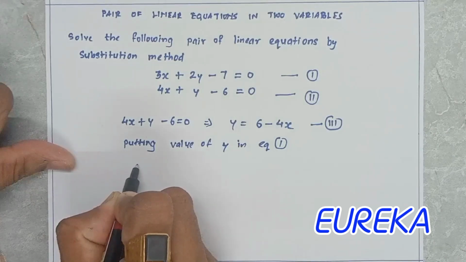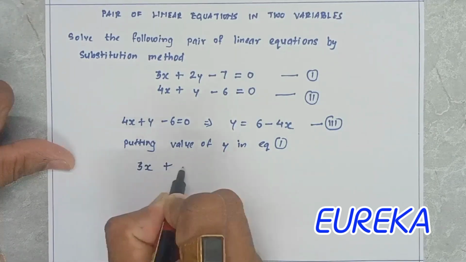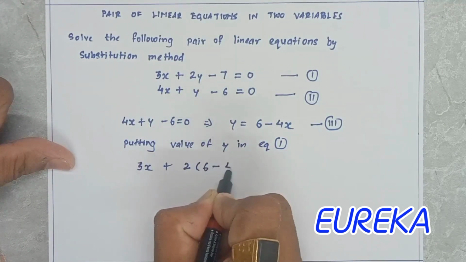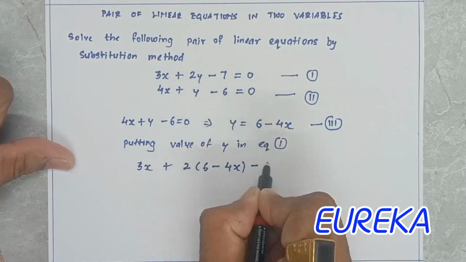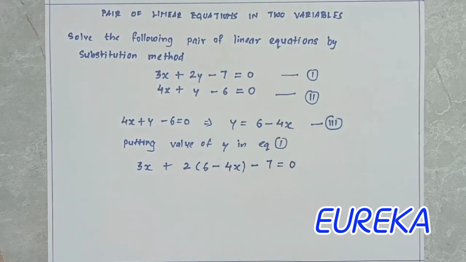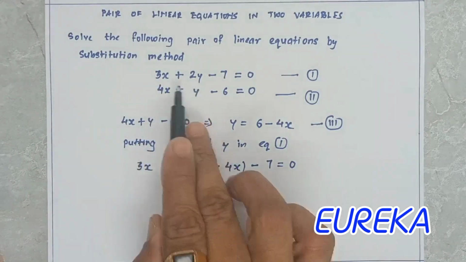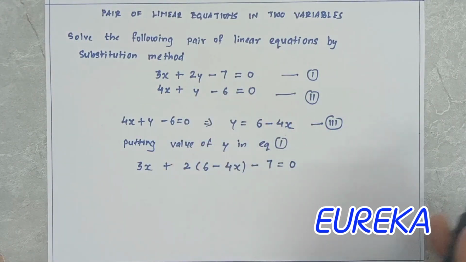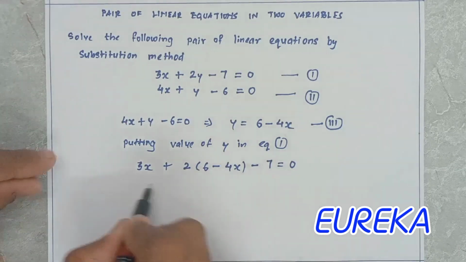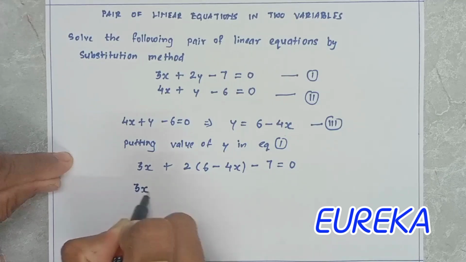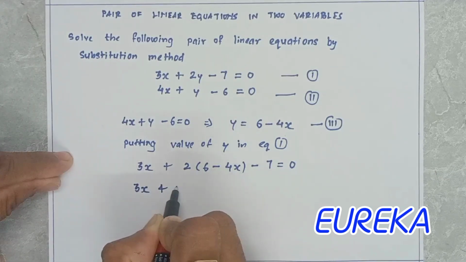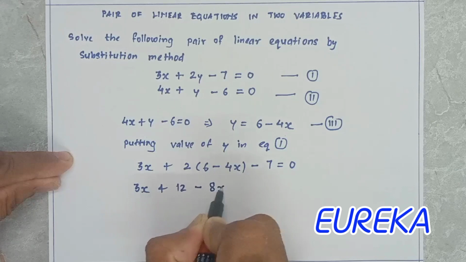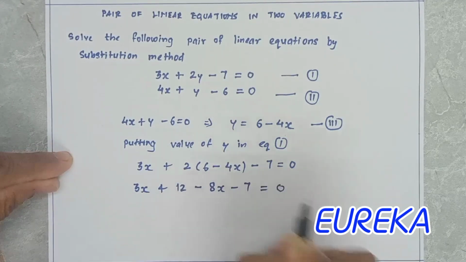What we get, let's check, 3x plus 2. Now what we are doing, in place of y we are substituting this 6 minus 4x, and minus 7 equals 0. Clear? What we have done, 3x plus 2y, in place of y 6 minus 4x and minus 7 equals 0. Okay, now what is left, we will just open the bracket. On opening the bracket, what we get, 3x plus 6, 2 sixes are 12, 2 fours are 8, but because it is minus, so minus 8x minus 7 equals 0.